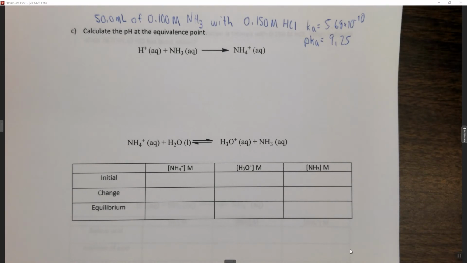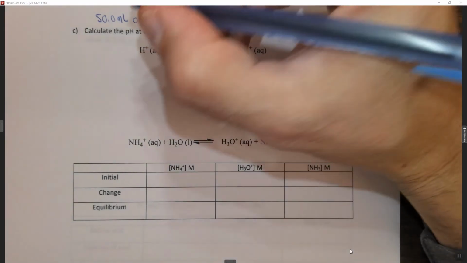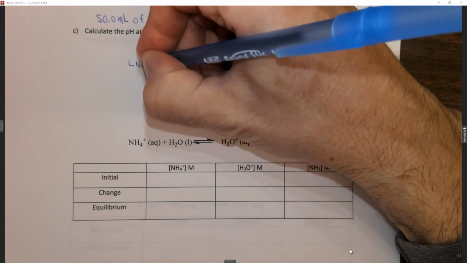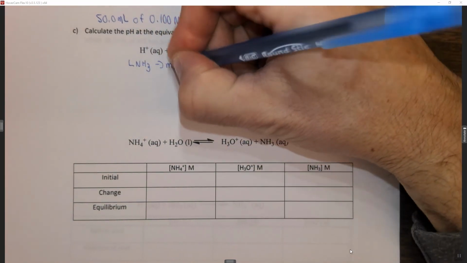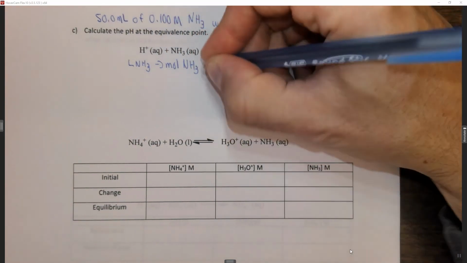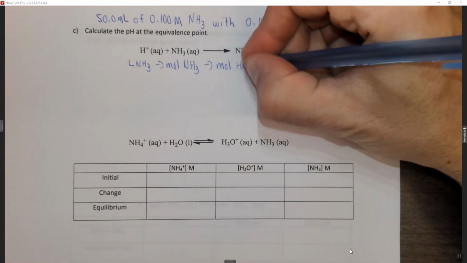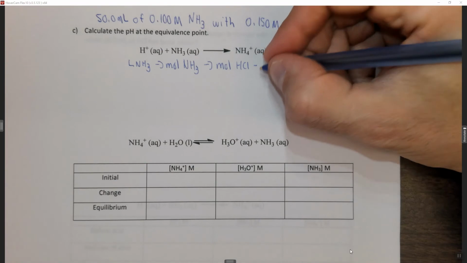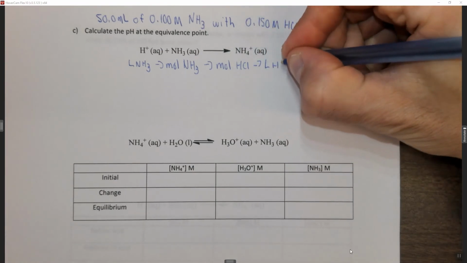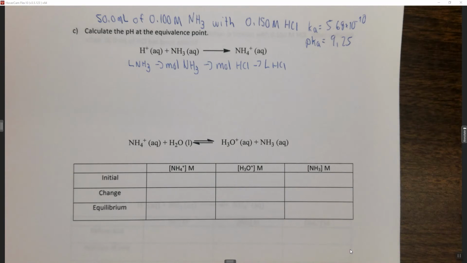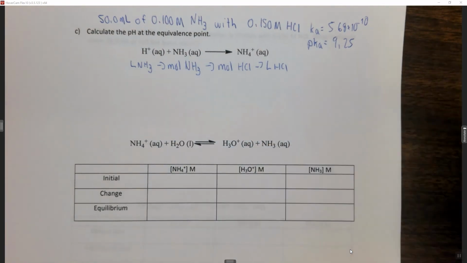So first things first, let's find the volume of HCl required to reach the equivalence point. To do that, we need to convert from liters of NH3 to moles of NH3 to moles of HCl, and then we need to convert that to liters of the HCl solution. So we're trying to find the total volume. We are doing stoichiometry here, all right, in order to find the total volume of HCl that's required.